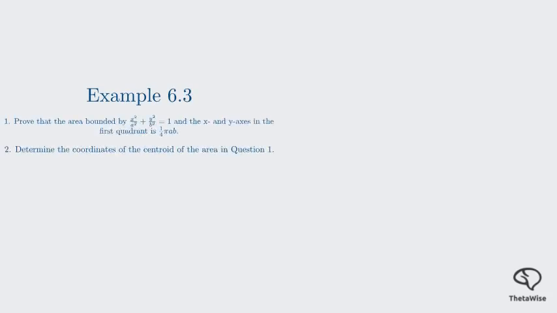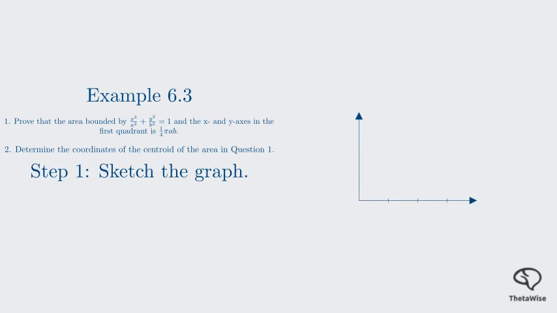The equation x squared over a squared plus y squared over b squared equals 1 defines an ellipse centered at the origin. We're asked to prove the area of 1/4 of this ellipse. The part in the first quadrant is 1/4 pi ab. First, let's sketch it. It's the region in the top right quadrant, bounded by the ellipse and the x and y axes.